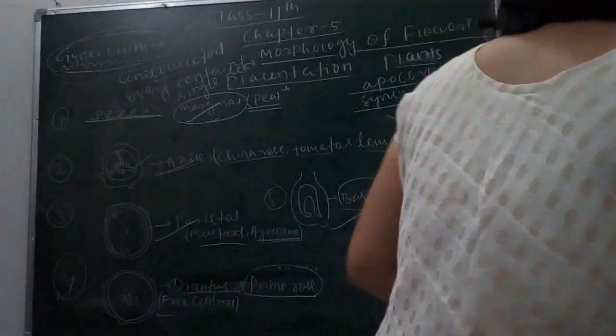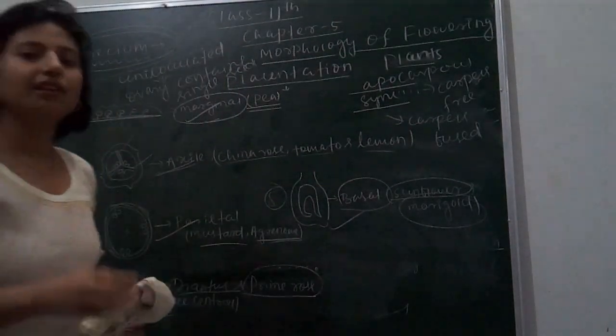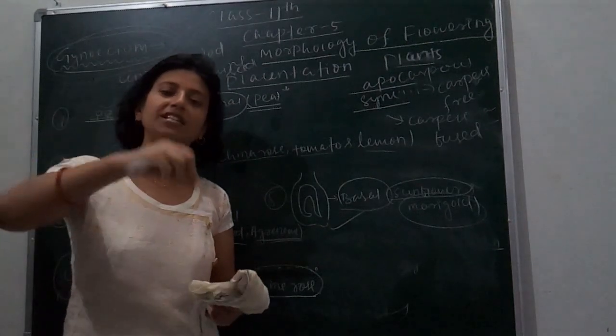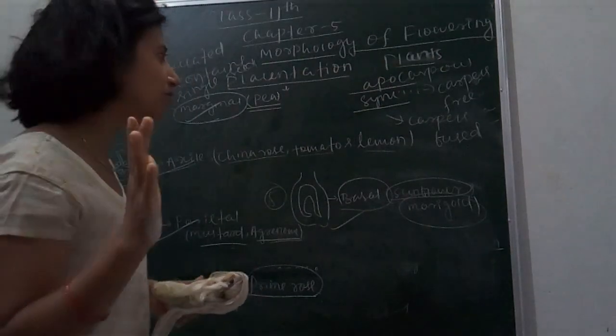If you take out all the seeds, then you can see the ovary and how the seeds are attached to it. If I had a flower, then I would show it, but now the flower is not available. So let's continue the topic, gynoecium.